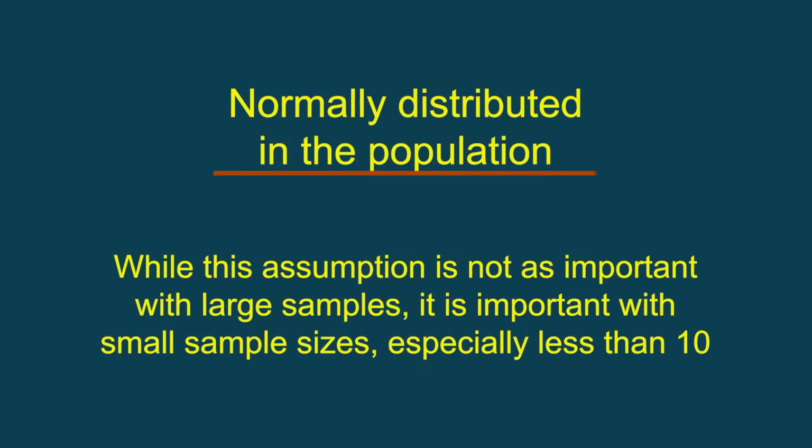While this assumption is not as important with large samples, it is very important with samples of smaller sizes, especially for sample sizes less than 10. Now suppose my data does not come from a normal population or a Gaussian population. Then what do we have to do? There are ways out. Basically, there are some options through which we can overcome this difficulty or drawback.